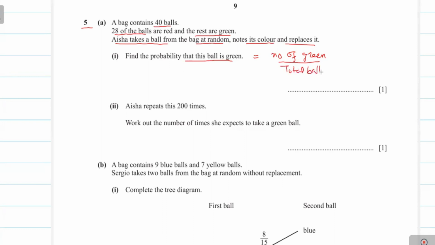Now you see here the number of green balls is 40 minus 28, and this will be equal to 12. We write here 12 out of 40, and we simplify by dividing by 4. 4 times 3 is 12, 4 times 10 is 40. Therefore, 3 over 10 is the answer.